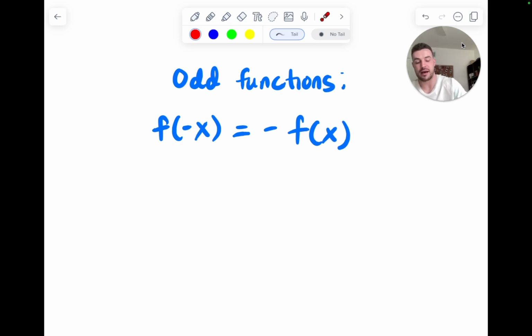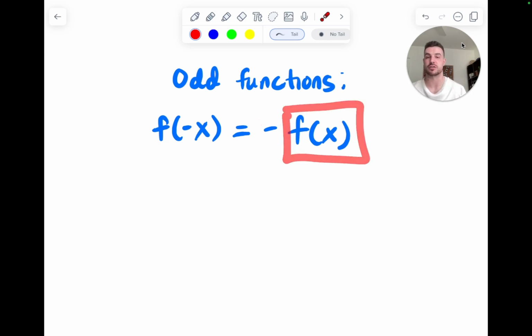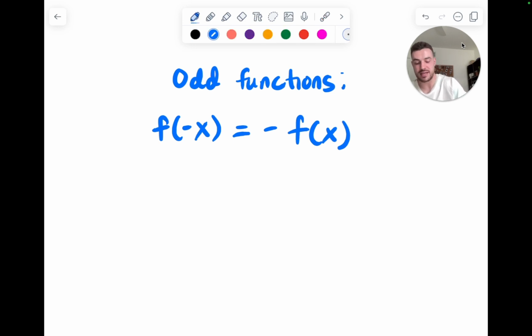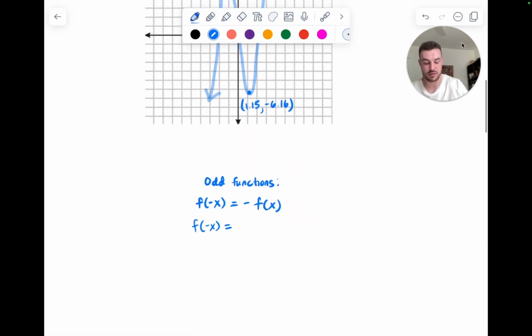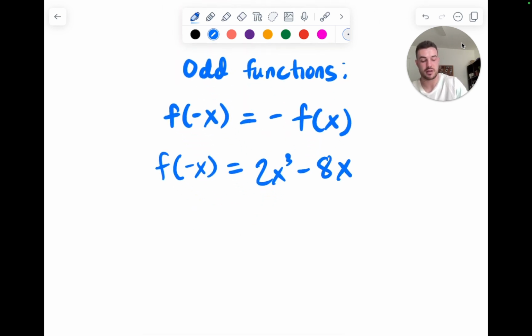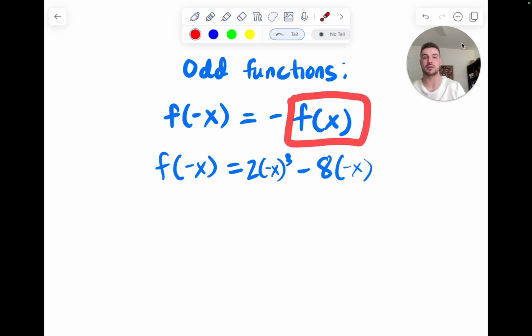And here's our definition of an odd function. If I have f of negative x, that should simplify to the opposite of our original function. What that means is if I take my original function, f of x, which is 2x to the third minus 8x, and in place of each of my x's I plug in a negative x, what I should get out is my original function, but the opposite. And here's how that works.